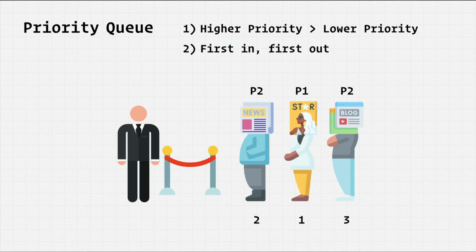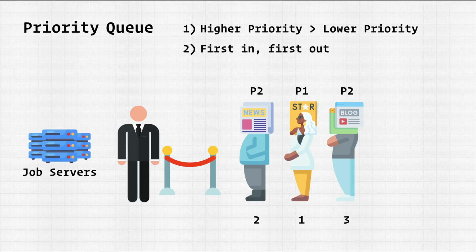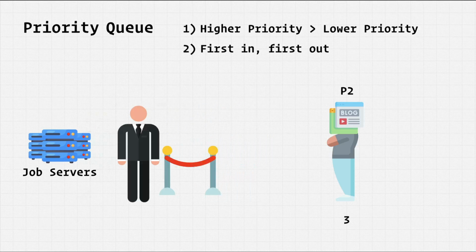So here, now that we walk through the steps, we have our order. It is 2, 1, 3. So when it's time to actually move things into the job server, well, our magazine is going to be first, then our news second, and then our blog third. So that becomes the priority queue.